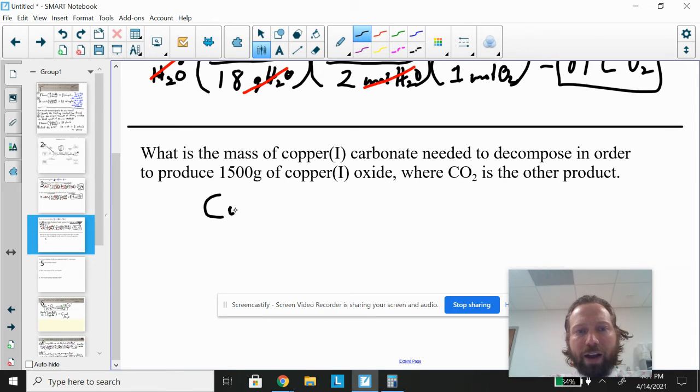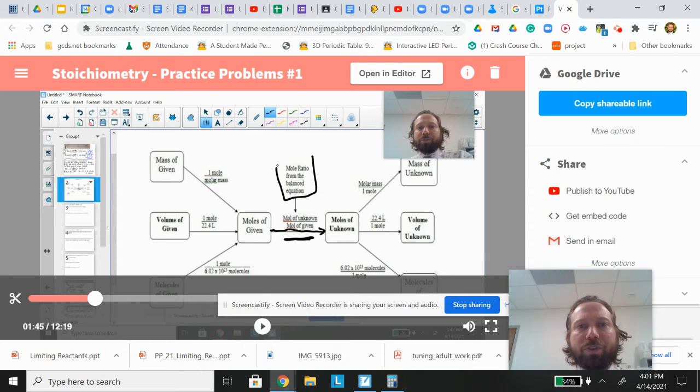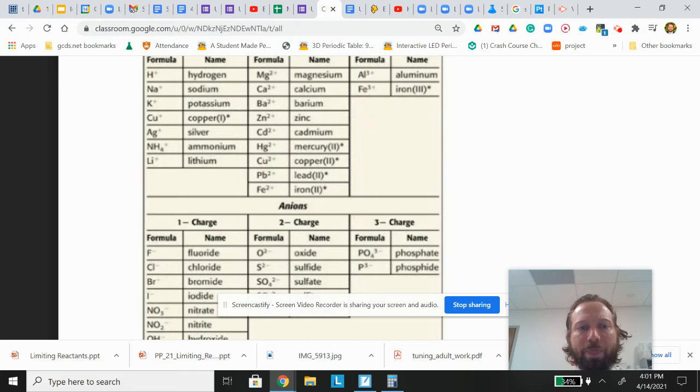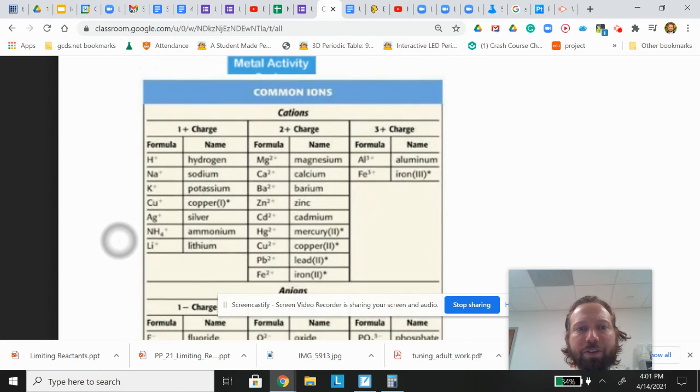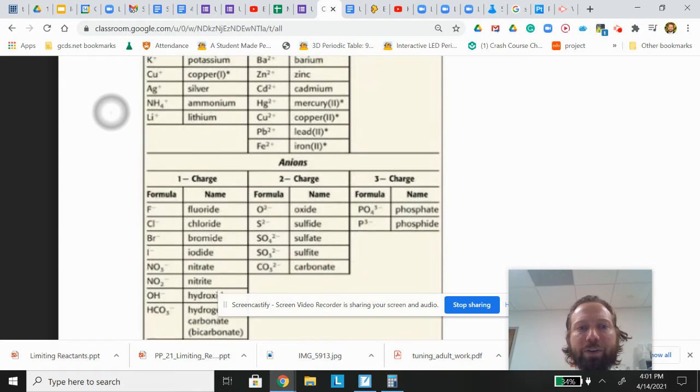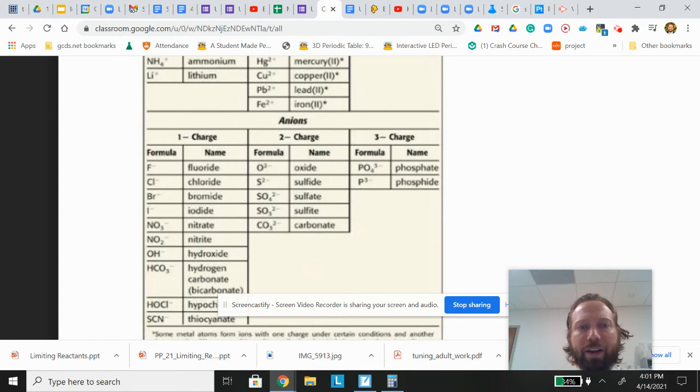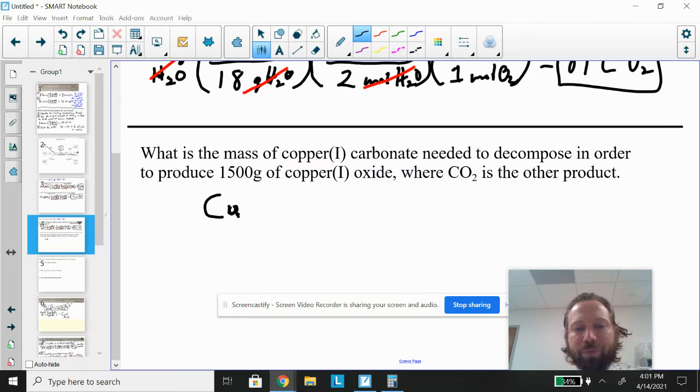So copper is here. Now, carbonate, I know what that is, but if you don't know, that's something that might not be as familiar because we don't use it often in class. What you do is you go to our periodic table and go to our common ions chart and scroll down. It's the second word in the compound, so it's going to be an anion. And carbonate is CO3, and this is a charge of minus 2.